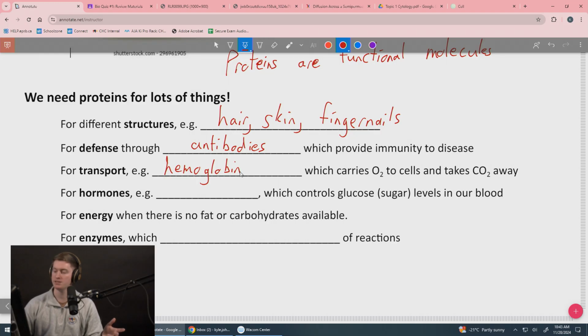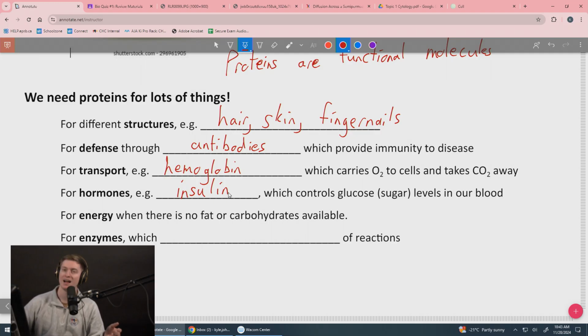Some proteins are signal proteins or hormones. They're going to control what happens around your body. Insulin is an example of a protein hormone which controls the glucose levels in your blood. Your pancreas will make insulin. It goes around your bloodstream. It tells your cells, hey guys, it's time to grab sugar from the blood and pull it into the cells. Some proteins are used for energy. We can burn proteins if you don't burn your preferred energy sources, which are fat or carbohydrates.